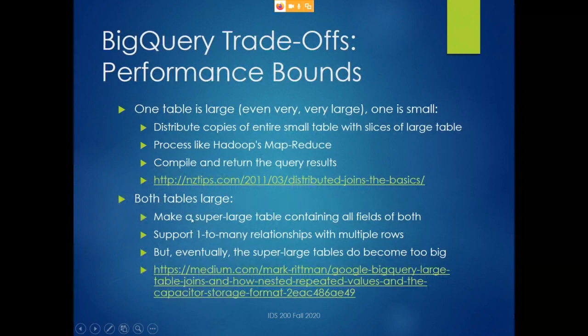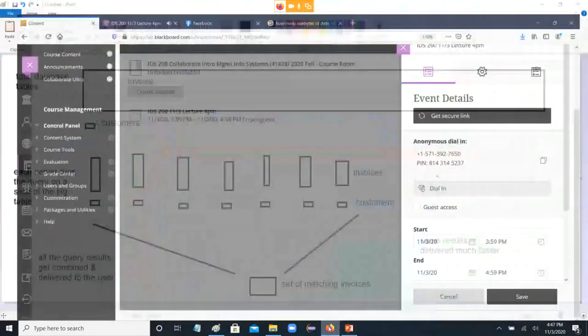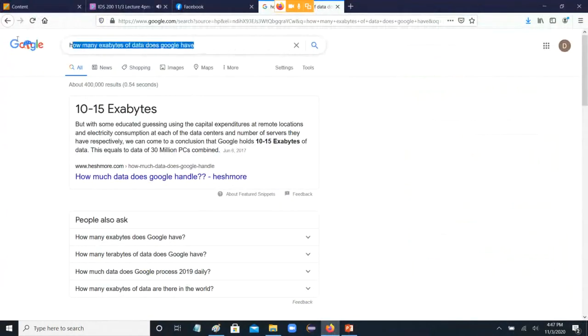Bounce back here for a second. Again, if both tables are very big, Google can make super large tables or slices of these cross tables combining all the fields. But eventually, those super large tables become too big even for BigQuery. So if you dig around a little bit, you can find some links about BigQuery processes that fail. Let's see if I can find something here.